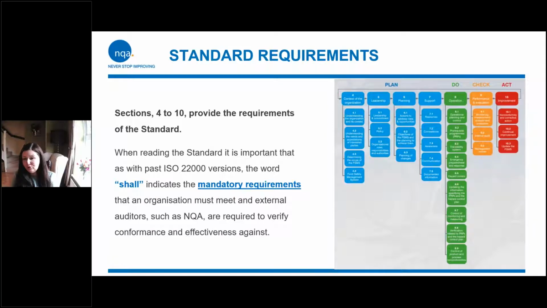So we touched on this before, but sections 4 to 10 are the requirements of the standard. These are the requirements that you need to conform to. And it's important to understand that where the standard specifies that an organisation shall have something in place, these are mandatory requirements. And these are the requirements that auditors, external and internal, will be looking to gather evidence to verify your performance against these clauses.